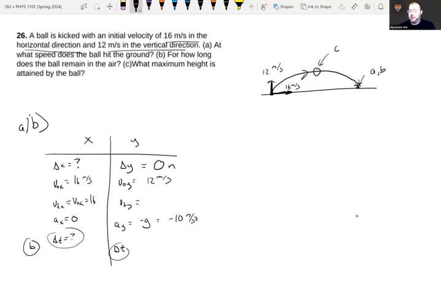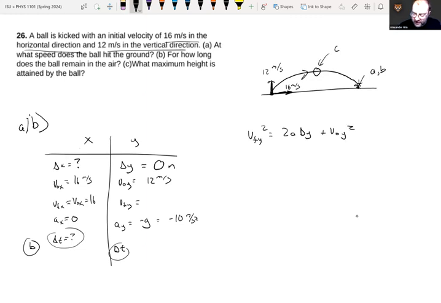So if you're in the situation where the projectile ends up at the same height that it started at, there's a nice little trick you can do with v final of y as well. This only works if it ends up at the same height, but basically we could do this equation: v final y squared equals 2a delta y plus v initial y squared.